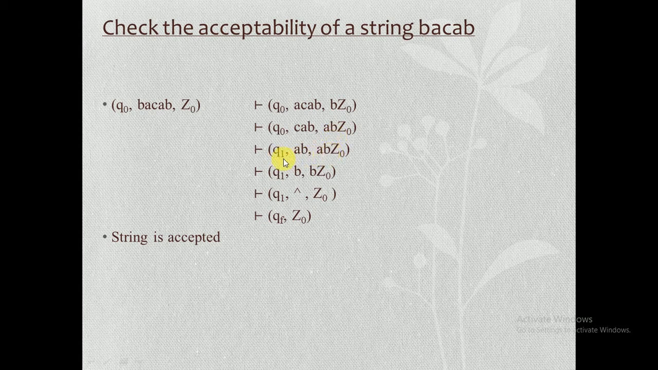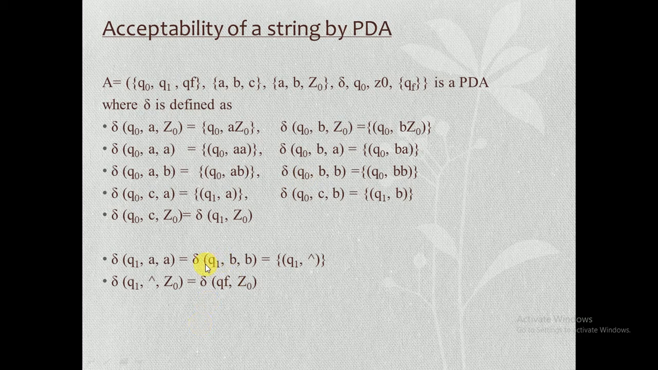Now you are in the intermediate state. So go for the next rule, q1, a comma a. This means a will be removed from the input, a will be removed from the stack. You are left with q1 comma b comma bz0. So the same rule will be applicable, that is this rule. This is for q1 a comma a and q1 b comma b. It means b will be removed from the input, b will be removed from the stack. So that is why it is written over here null, but your state will remain the same.